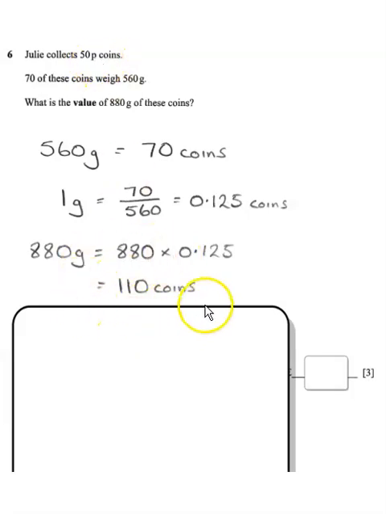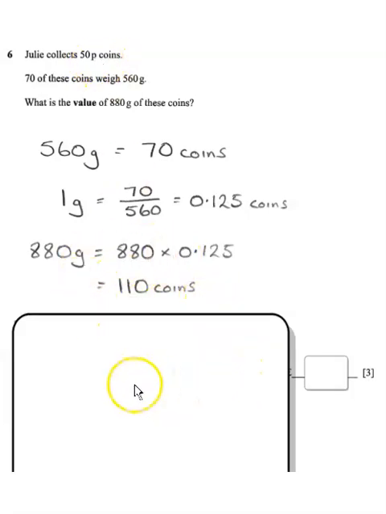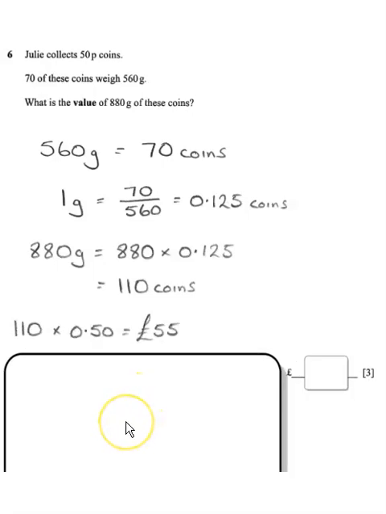So we know they're all 50p coins. So to work out the value of that, we do 110 times 50p. This is in pounds, this 50p. So when we multiply it with pounds, we get pounds as the answer. So we would have £55 is the total value of those 880 grams.